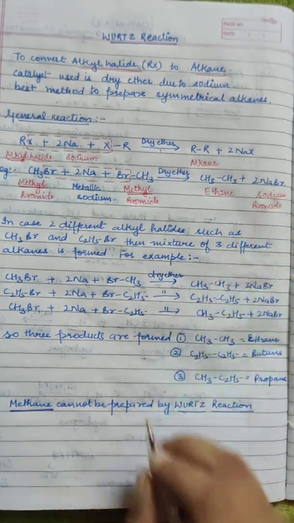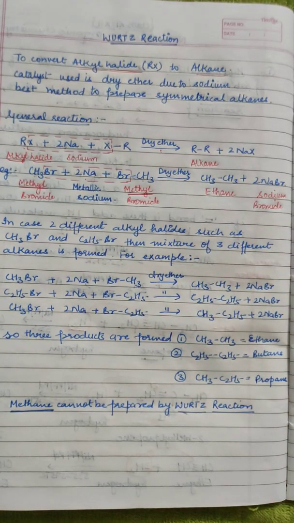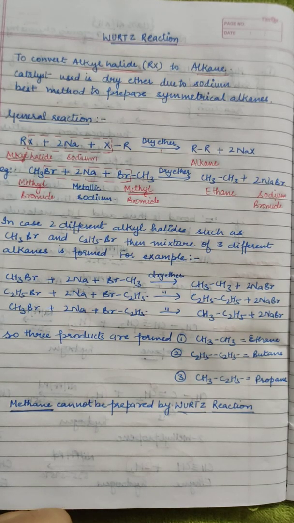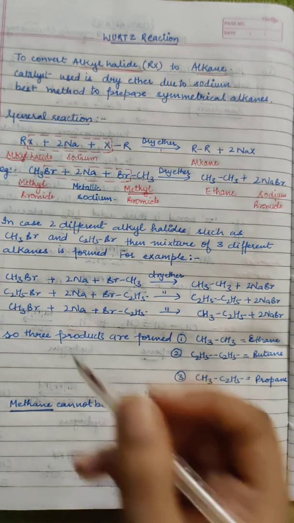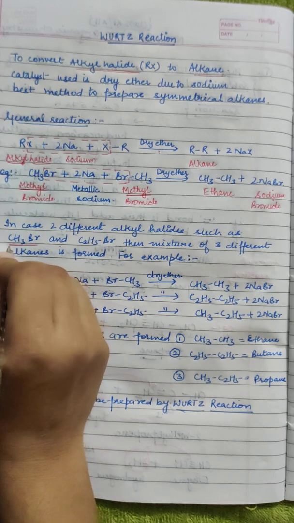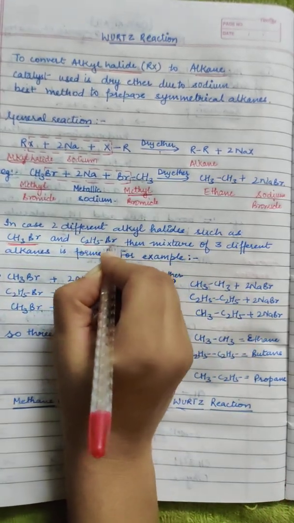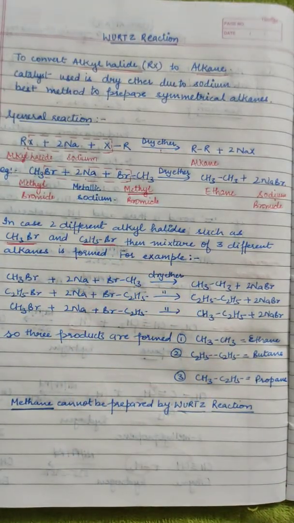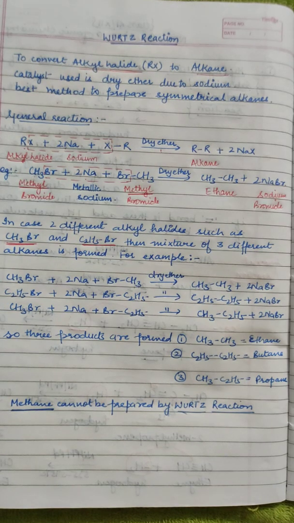Okay. So this reaction is very easy, very simple. The best method to prepare symmetrical alkanes from the alkyl halide. Okay. Now in case you have two different alkyl halides which are reacting, such as methyl bromide CH3Br and ethyl bromide C2H5Br, then what will happen? Then a mixture of 3 different alkanes will be produced.